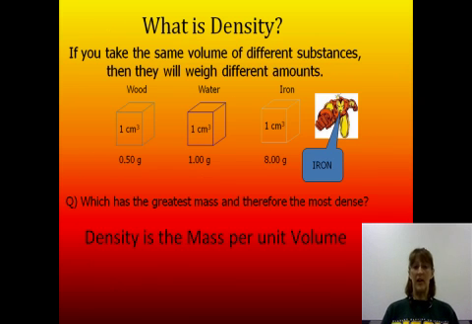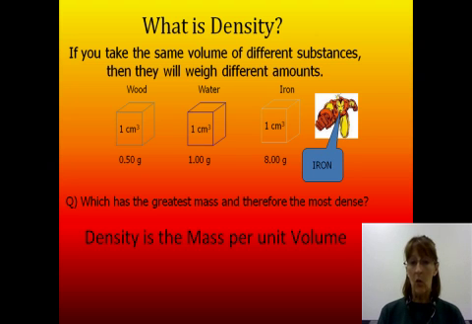Alright, so here we have a lovely slide. If you take the same volume of different substances, then they weigh different amounts. So we have wood, 1 centimeter cubed, which is just a little bitty cube of it. We have 1 centimeter cubed of water, and we have 1 centimeter cubed of iron. Well, this wood has a volume of 1 centimeter cubed and a mass of 0.5 grams. So mass divided by volume. What is 0.5 divided by 1? Oh my gosh, it's 0.5 grams per centimeter cubed.